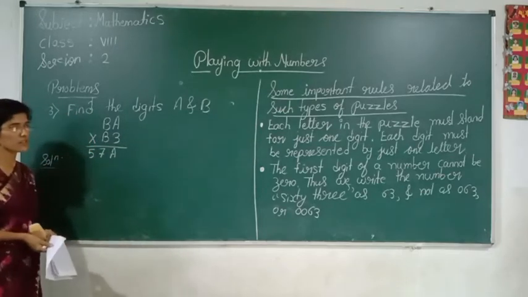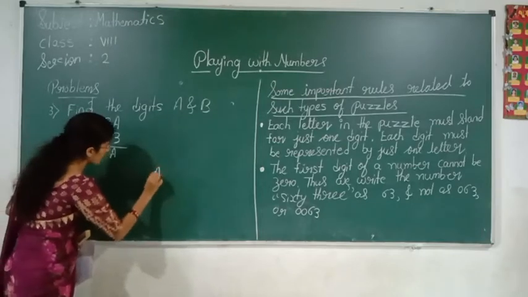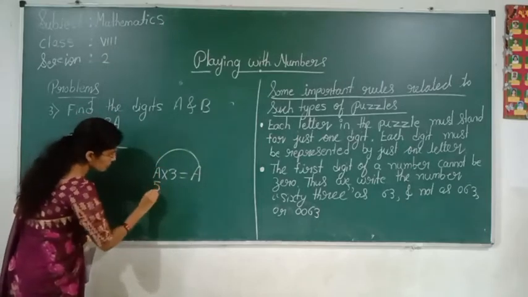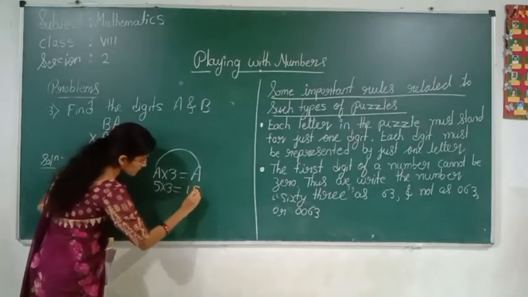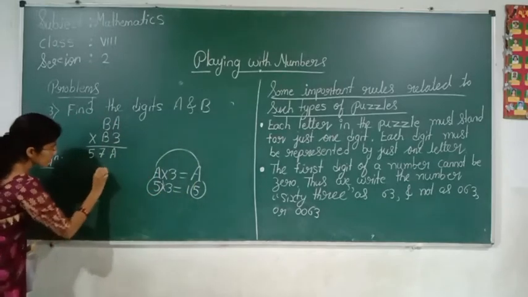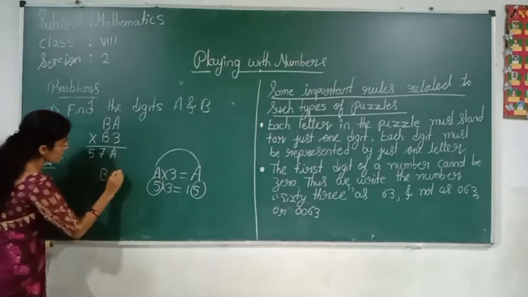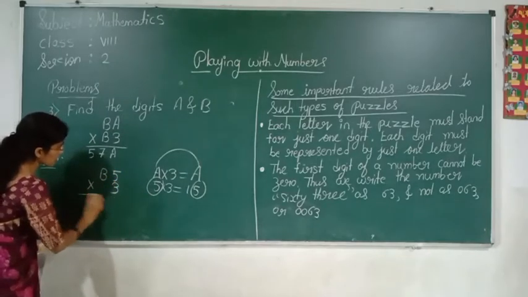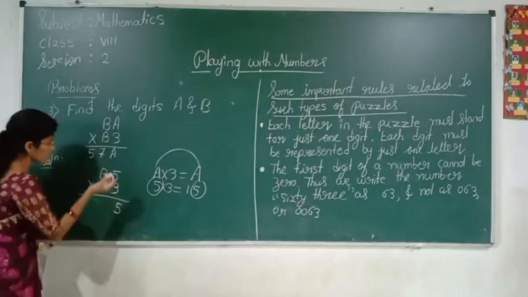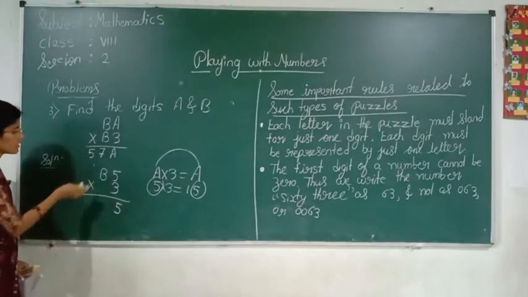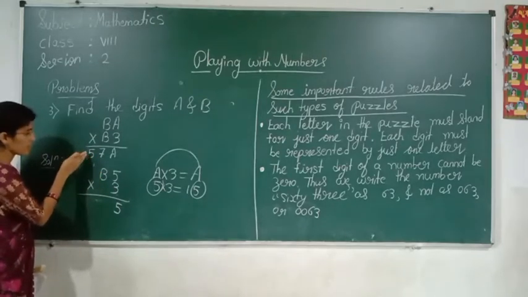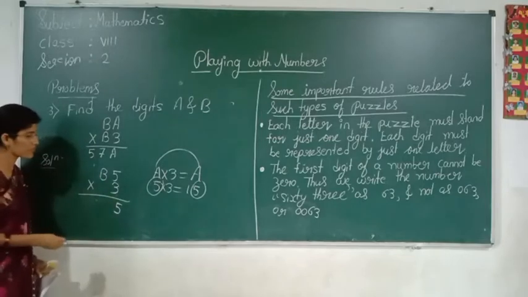Say 4 3s are 12. We want A into 3 to be A. This should be the same. If I take 5, 5 3s are 15, and the units place is the same. Can I substitute this? Yes. In place of A, 5 into 3, 5 3s are 15, and 1 will go on carry. Now see here, substitute the B value in such a way that the answer should come 575. Now we will check it.